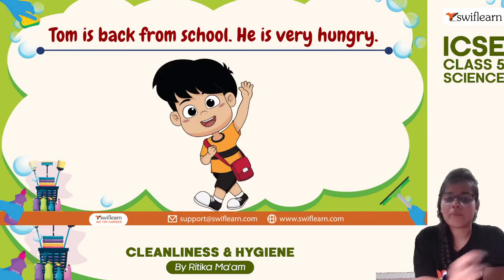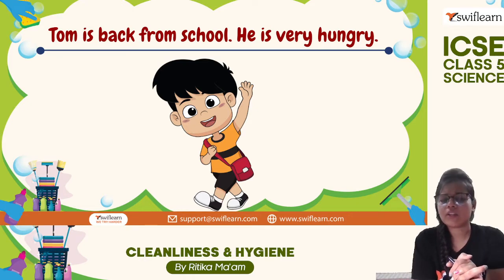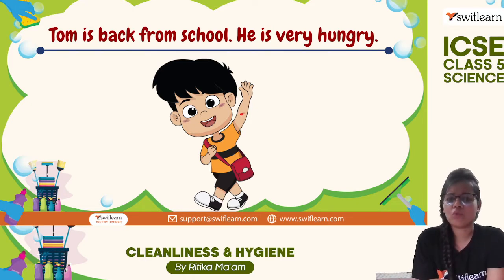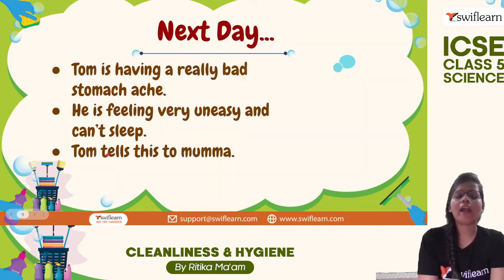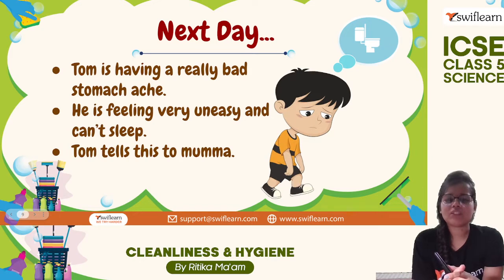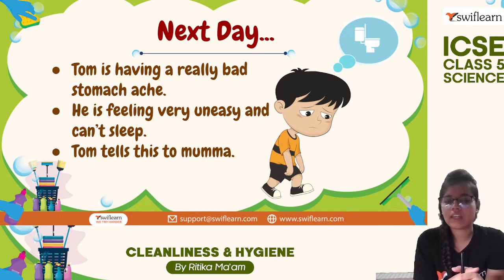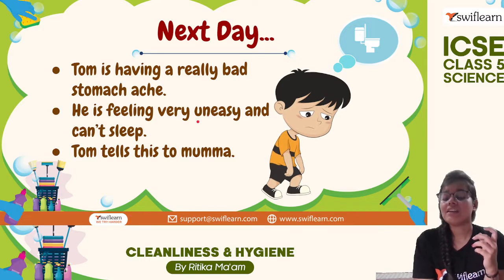Now Tom, he's a boy like us, he's a student like us, and he came back from school. So very normally he's very hungry, right? So what he did is he took some fresh fruits and just started eating. Now what happened, from the next day he was having a really bad stomach ache. He was feeling very uneasy and he couldn't sleep. So what does he do? He tells this to his mama that, Mama, I'm not feeling well, I'm having a bad stomach, I'm feeling very uneasy, I couldn't sleep the whole night.